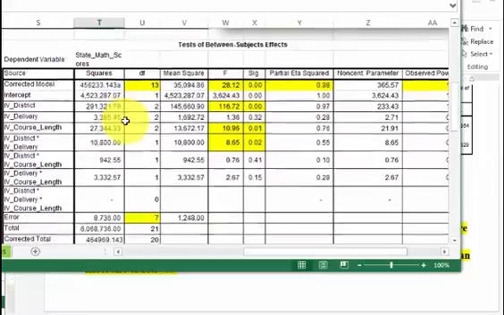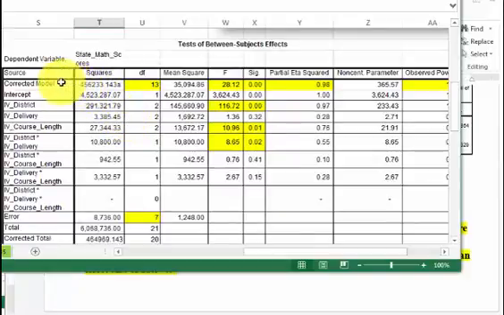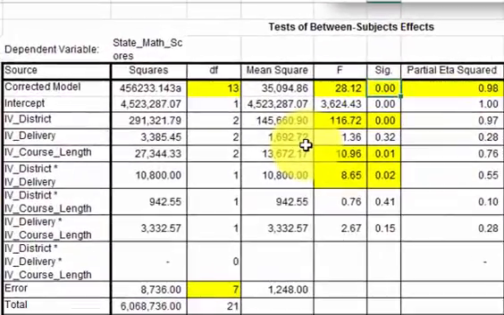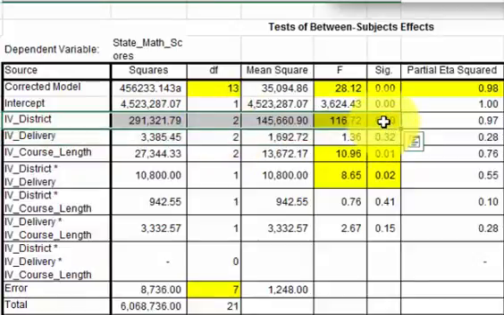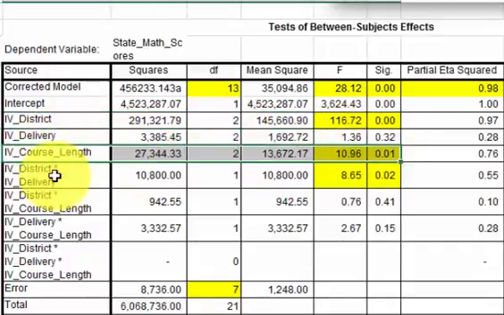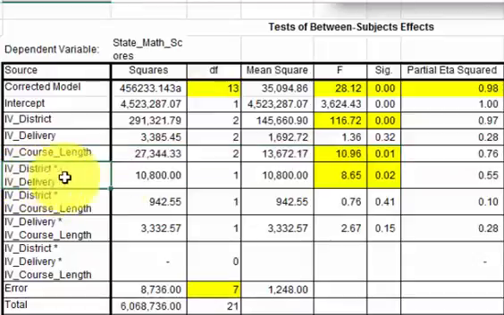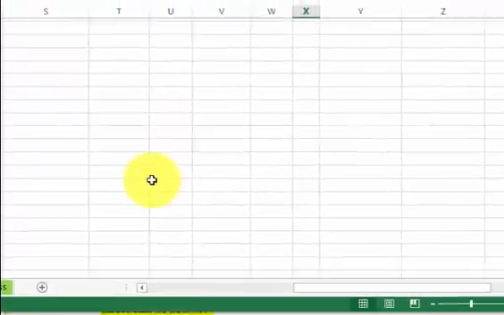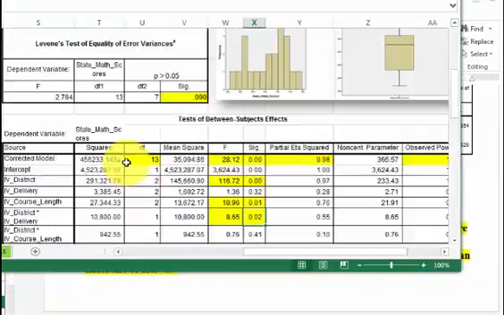But let's see what you did here. You had a corrected model. It means your omnibus F was 28 and significant is less than 0.01. That's good. It looks like there was a significant difference between the districts in math test scores, but not in delivery and in length. And there was a significant difference between district and delivery. Perfect, perfect, perfect. This one looks absolutely perfecto. So that one looks good.